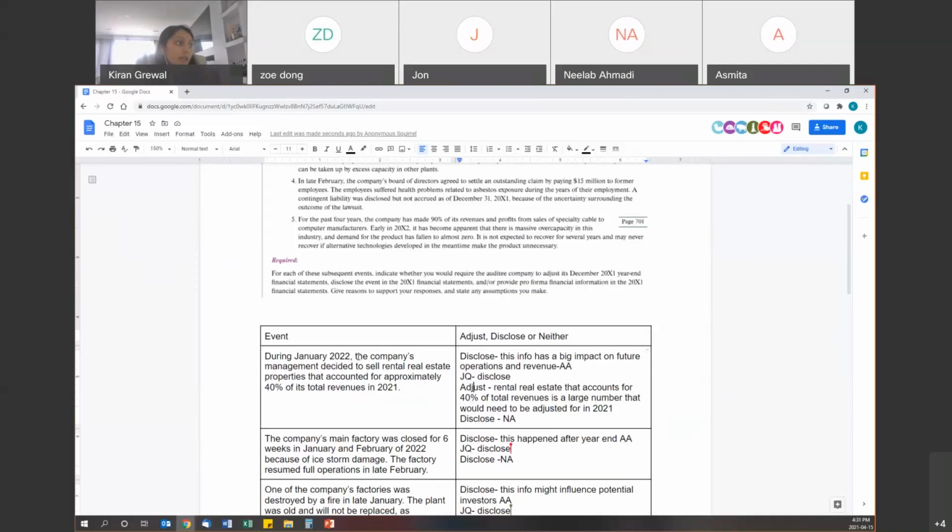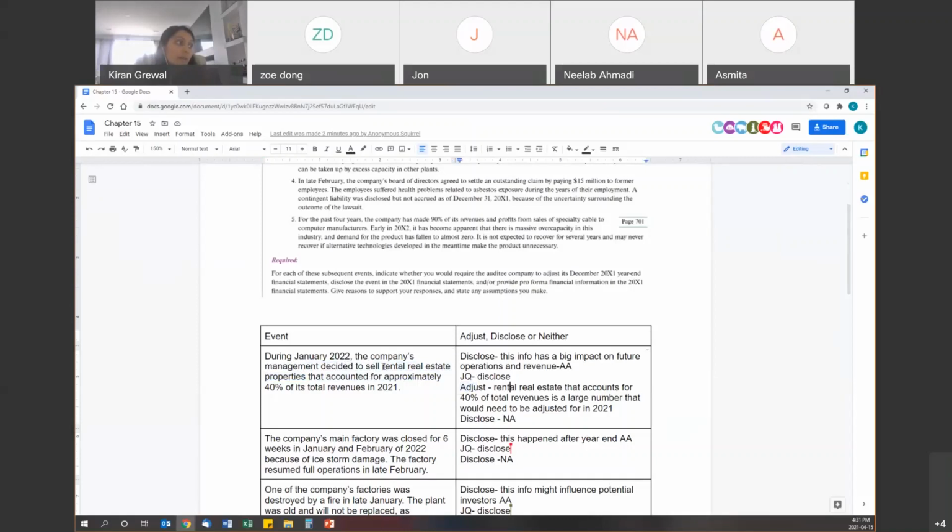If management decided to sell at the end of 2021, then I would say definitely adjust. You would have to look at the real estate properties and adjust them as held for sale properties. So you would have to change it to held for sale, which is usually whatever the fair value is, or whatever the value that they can sell it for. But they did make the decision after year end. So as of year end, as of 2021, they had no intention of selling off the real estate properties. So therefore, that's why we wouldn't adjust.